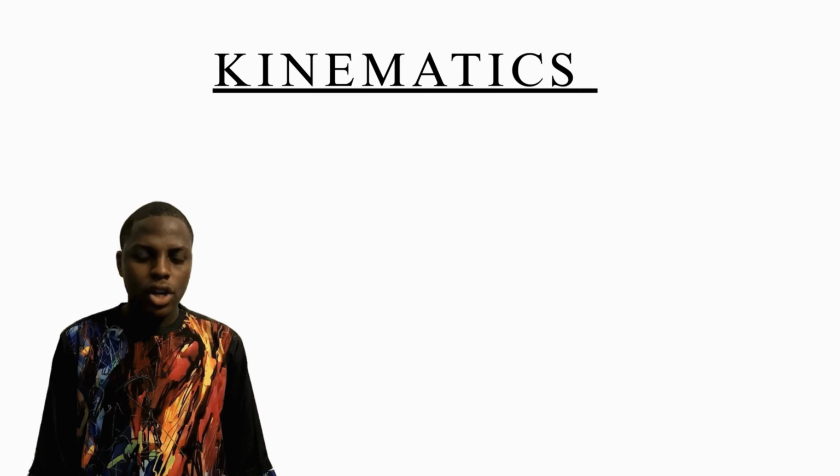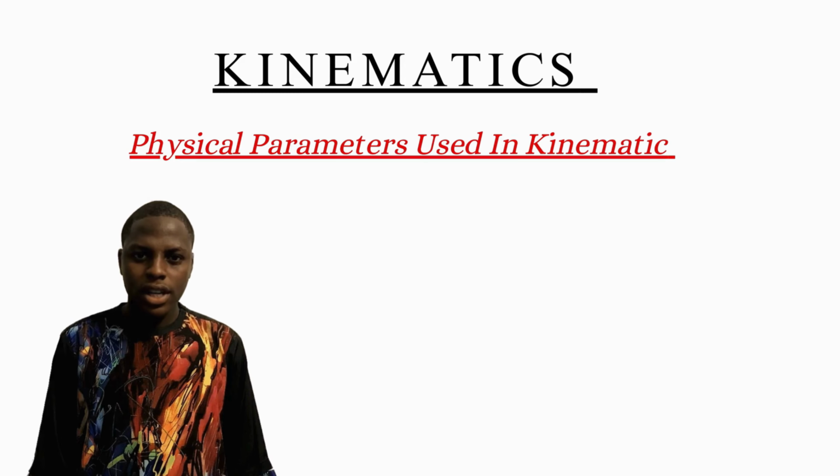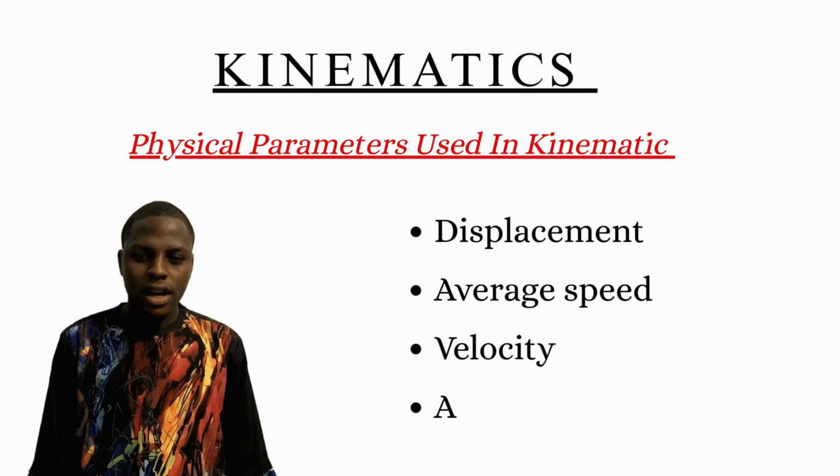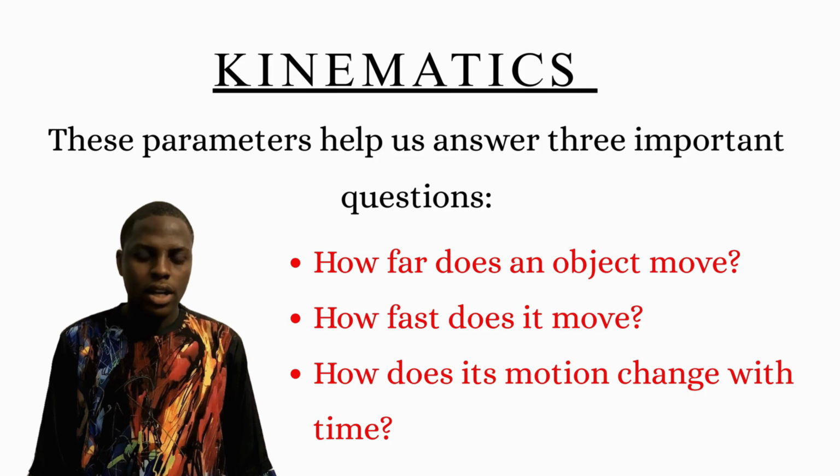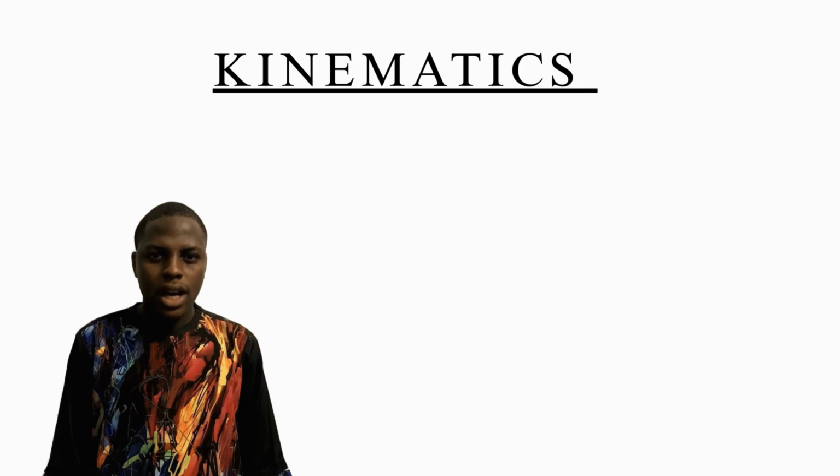To describe motion quantitatively in kinematics, we make use of certain physical quantities. These include displacement, average speed, velocity, and acceleration. These parameters help us answer three important questions. How far does an object move? How fast does it move? How does its motion change with time? In this video, we will carefully explain displacement, average speed, and velocity.